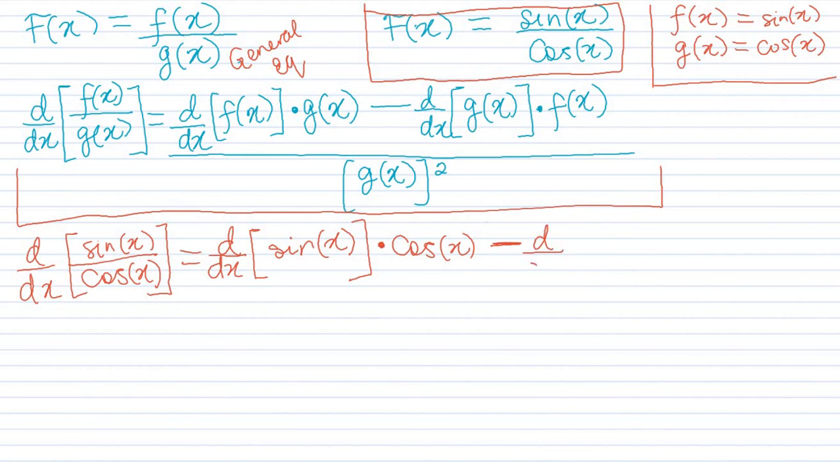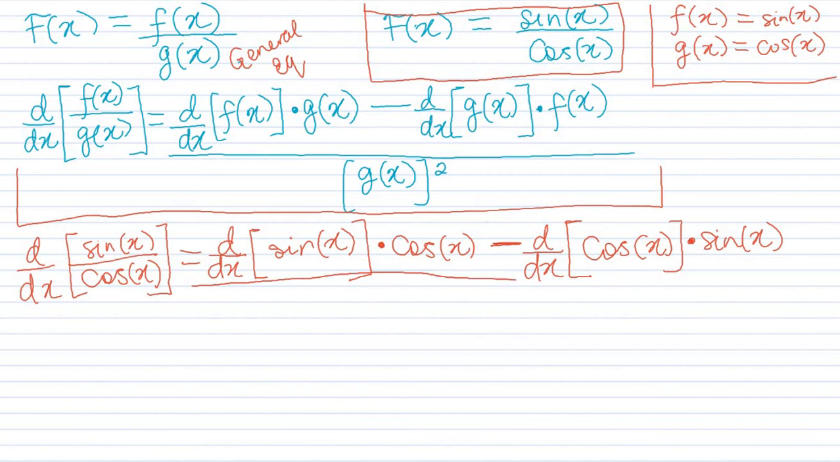Minus the derivative of the second subfunction, g of x, so the derivative of cosine of x, multiplied by f of x, which is sin x. All of that divided by g of x. So what is g of x? Cosine x. And then we put a square. So that's it. Now we're going to start applying derivatives.